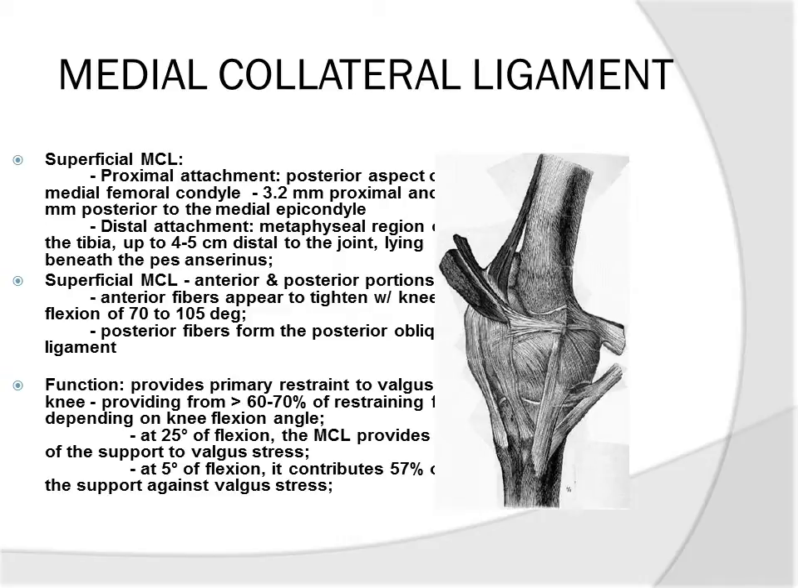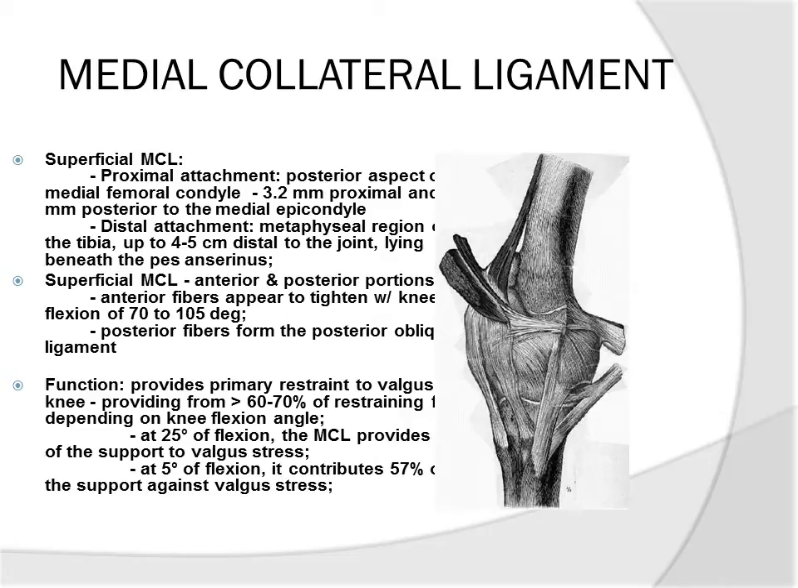Now, the superficial medial collateral ligament has a proximal attachment at the posterior aspect of the medial femoral condyle. It's just a couple of millimeters proximal and about 5 millimeters posterior to the medial condyle. So here is the medial condyle. We go a couple of millimeters proximal and a couple of millimeters posterior, and we see the proximal attachment here just above the medial femoral condyle on the posterior aspect.